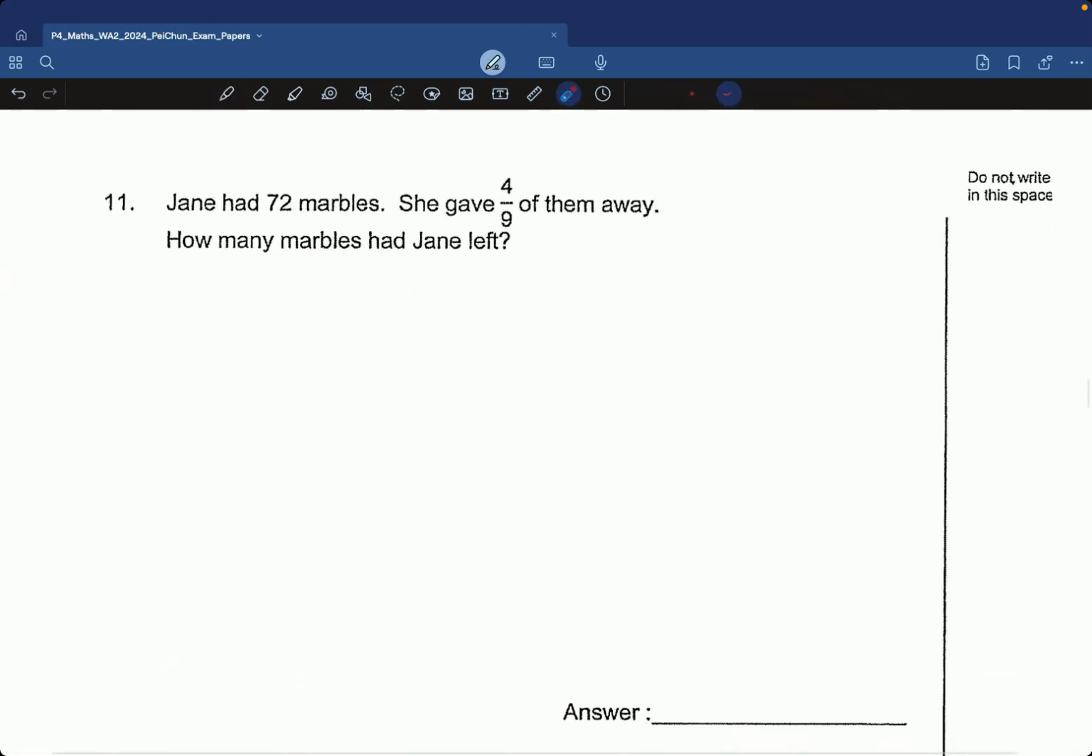All right, next question. Jane had 72 marbles. She gave away 4/9 of them. How many marbles are left? So if you say, 72 times 4 over 9, then after that, 72 and 9, this is 8, this is 1. 8 times 4, this is 32. Okay, the answer is 32.